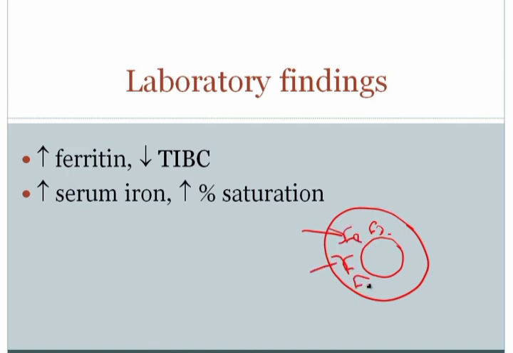So the cell is getting loaded and loaded and loaded with iron until eventually, because iron has the ability to create free radicals, it will cause the cell to get damaged and die. And so when the free radicals are generated by all of this excess iron, this cell will die. When this cell dies, a couple things are going to happen. But most importantly, the iron is going to leak out.